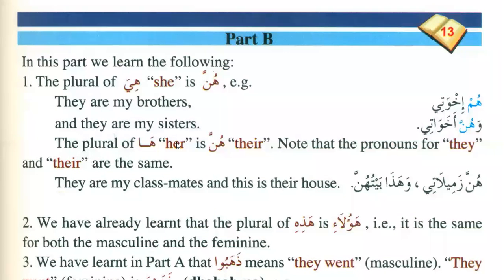Plural of hiya, she, is hunna. Examples: hunna ikhwati, they are my brothers. Wa hunna akhawati, and they are my sisters. Then the plural of her is hunna, there. Note that the pronouns for they and there are the same.